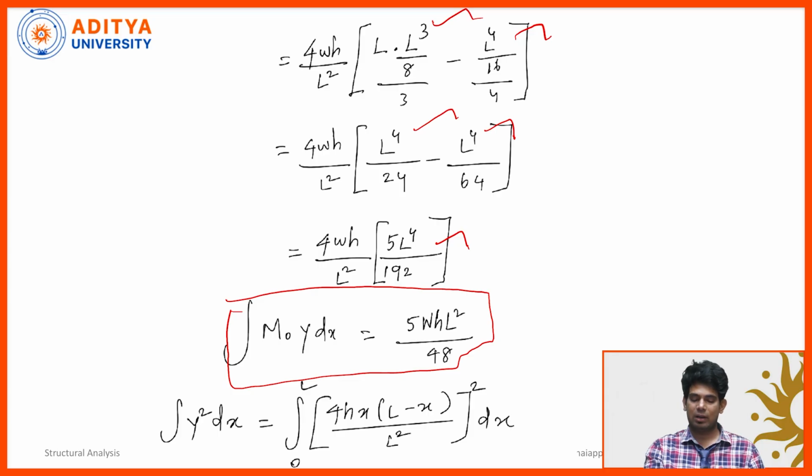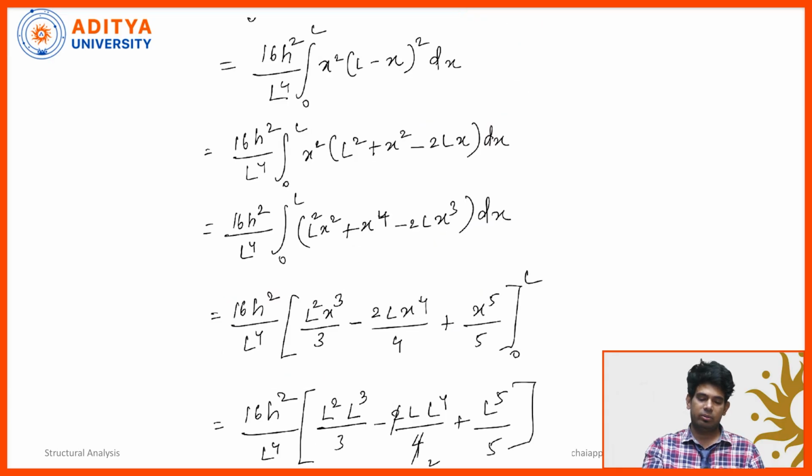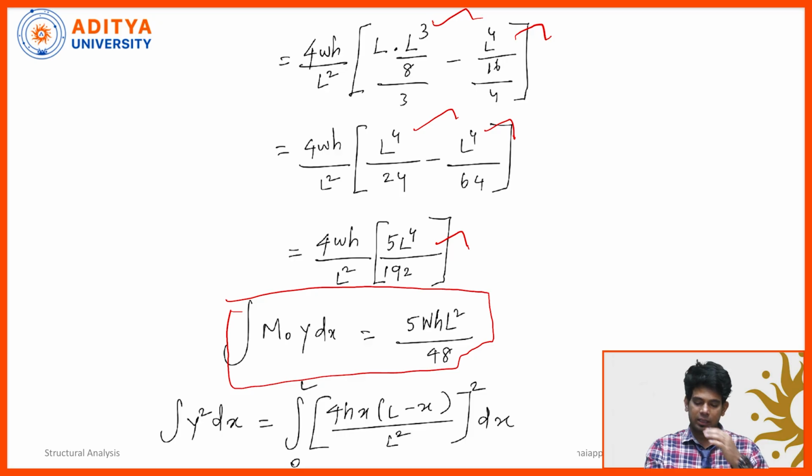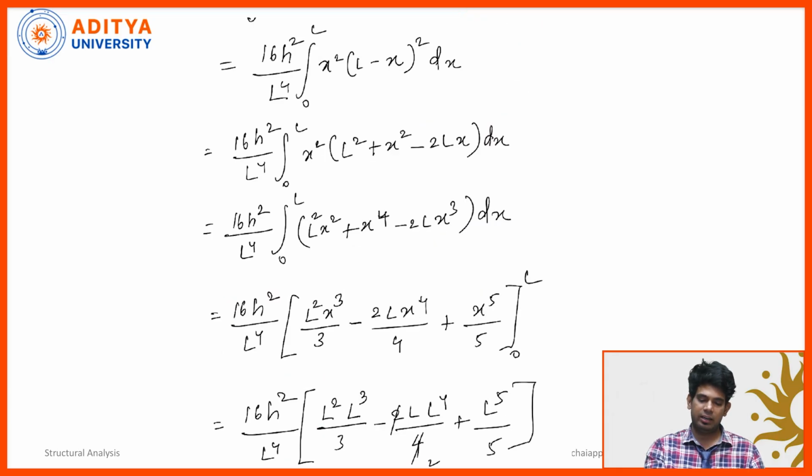Now we need to find out the value of the integral y square dx. So we have the y equation, and we are going to put the square term to that. After putting the square term, I am taking the common terms outside. The common terms here are 4h and L square. So 4 square is 16, h square remains h square, and we already have an L square inside, which becomes L power 4 here. So we have the remaining term x square into (L minus x) the whole square dx.